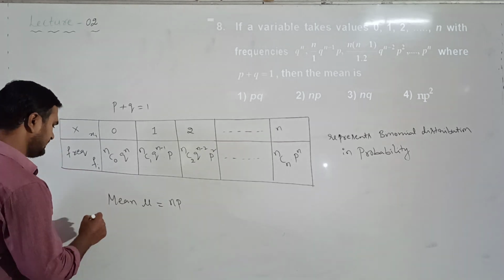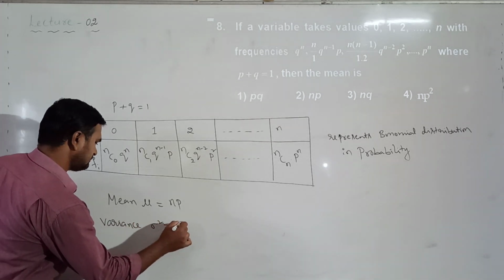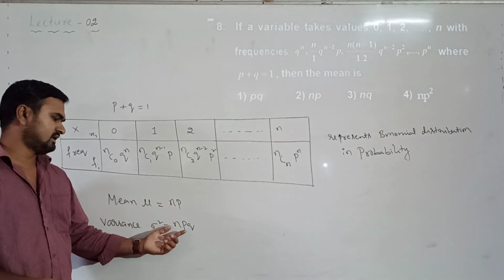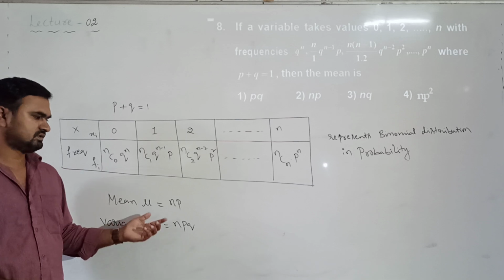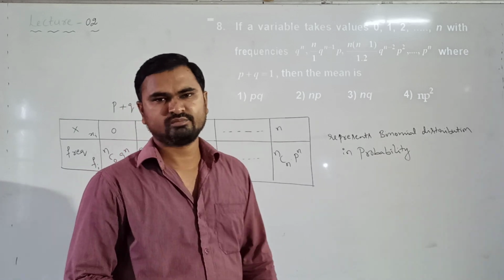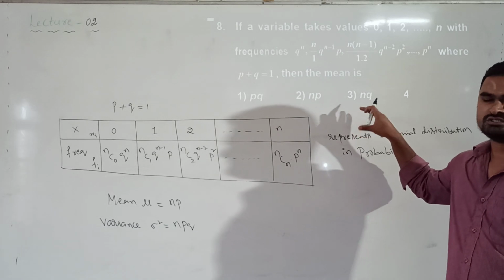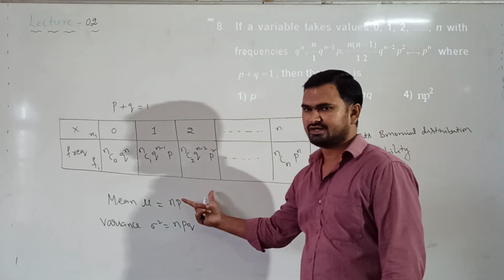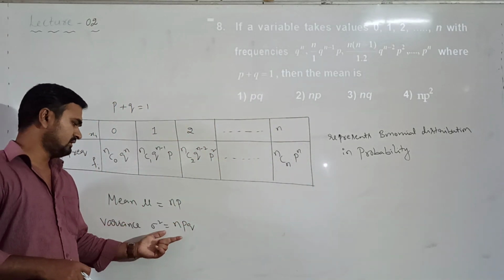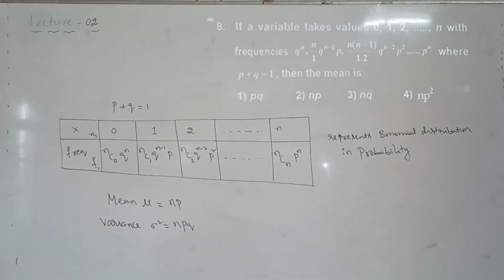Next, variance. Variance is npq. So mean is np and variance is npq. You have to remember these formulas. Directly multiplying and simplifying will be lengthy and complex. So in such a case, since this represents a binomial distribution in probability, using the direct formula you can find the mean and the variance. Just remember the formula: mean is np, variance is npq. What is the next question?